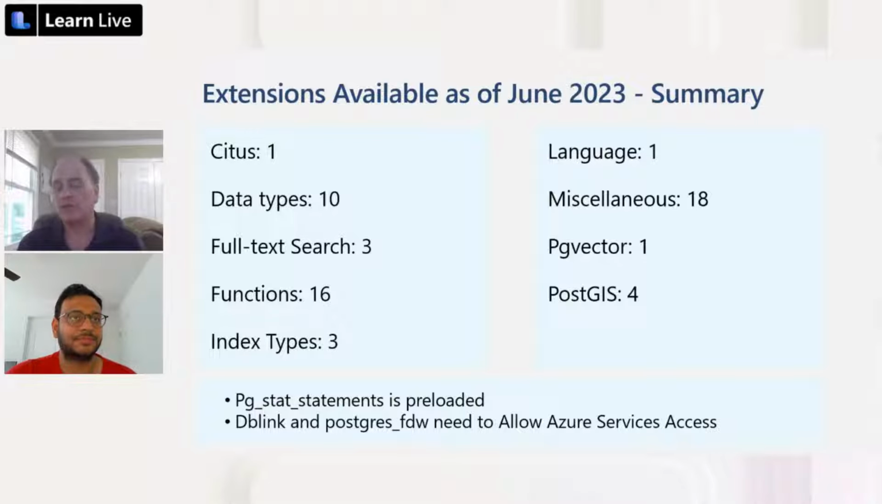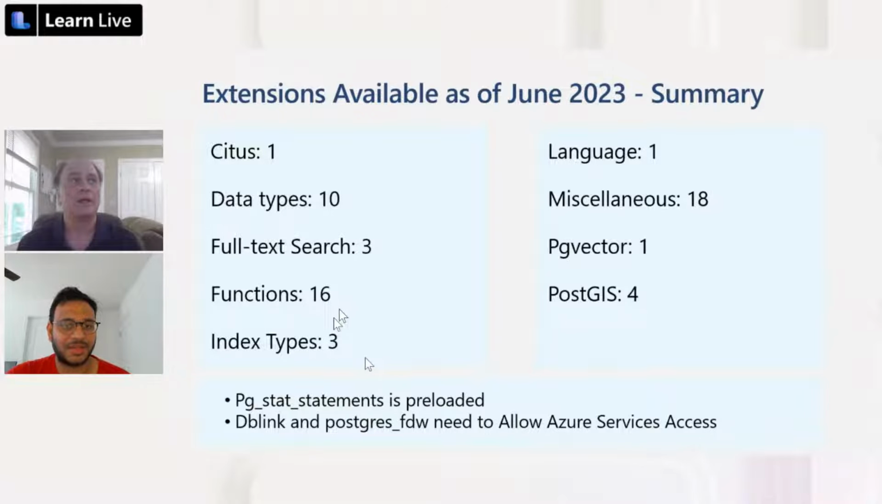Also, if you're going to do any type of dblink or foreign data wrappers, you're going to need to allow Azure services access as well, or you may not be able to use those extensions effectively. So just a little precursor flag saying, hey, don't forget about this.